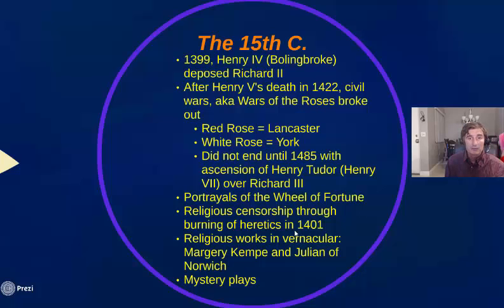And so Elizabeth I, when we get to her, is a descendant of Henry Tudor. And also Henry Tudor married someone from the House of York to try to bring peace to the houses, and that's what ends the civil war between the two. So things that are common throughout the 15th century: portrayals of the Wheel of Fortune because it's a very unstable time, religious censorship through burning of heretics in 1401. Some religious works were in the vernacular, and some things like mystery plays got their start in the 15th century.